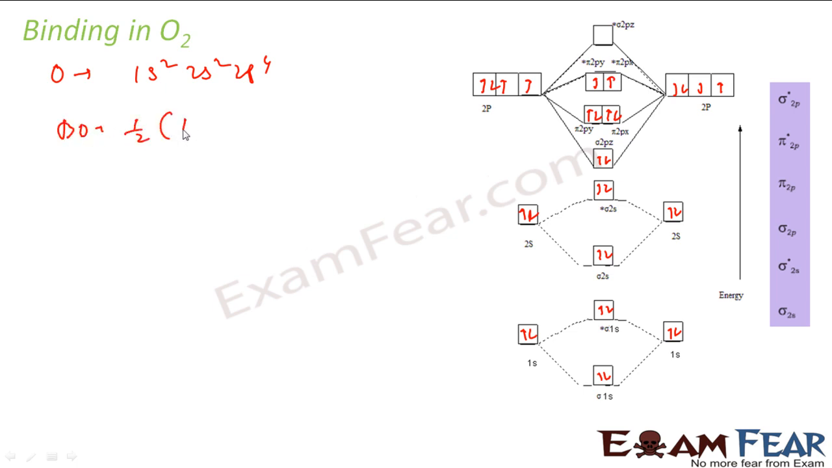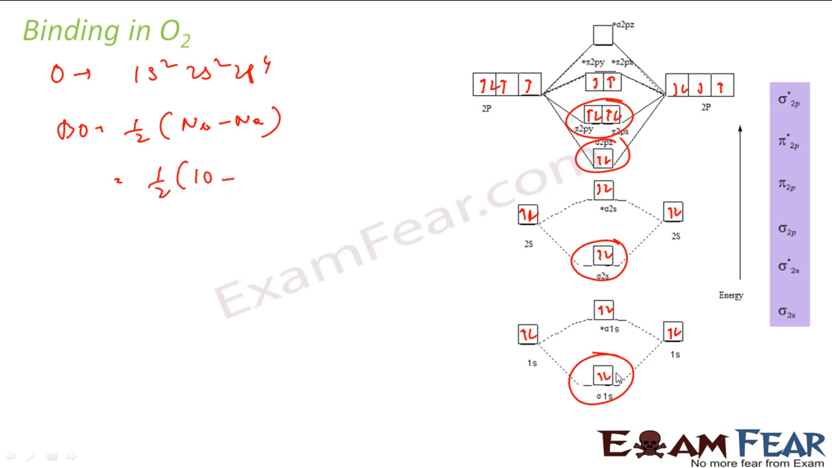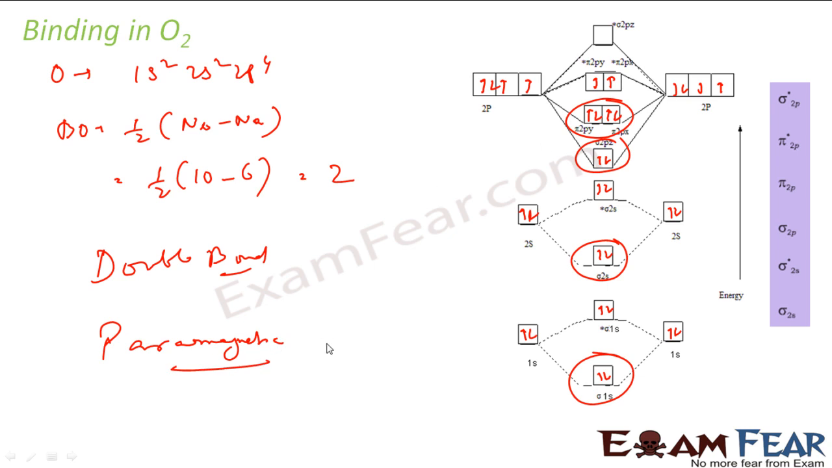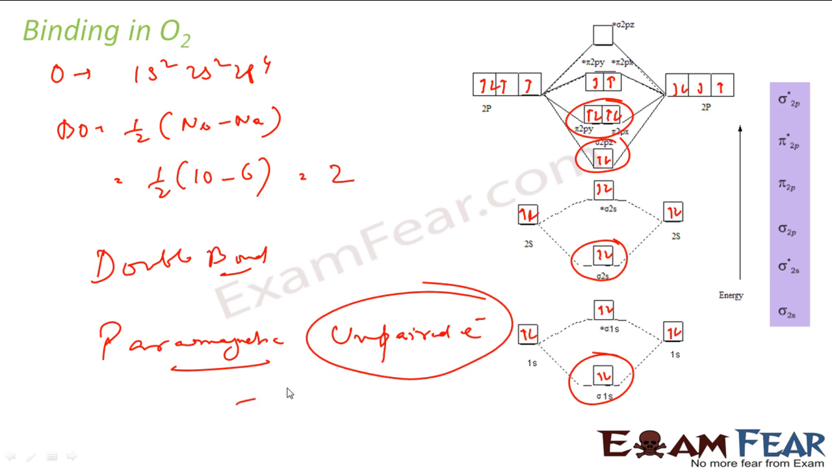Let's write the bond order for this. 1 by 2 into bonding minus antibonding. How many bonding? 2, 4, 6 and 4, 10. 10 minus antibonding, how many? 2, 4, 6. Right? So you get 2. That means there is a double bond. What about the magnetic character? I can see the unpaired electrons, right? So it is paramagnetic. Since unpaired electrons are there, it is paramagnetic. Correct.